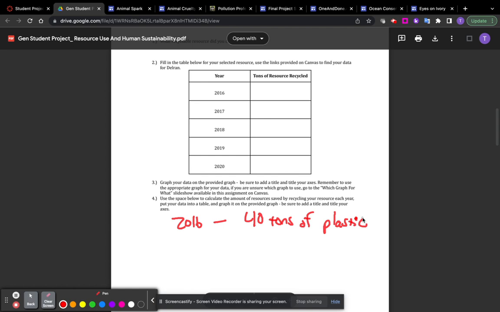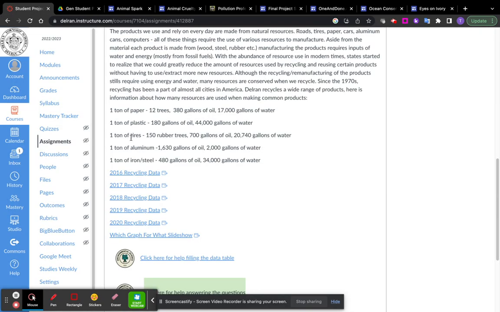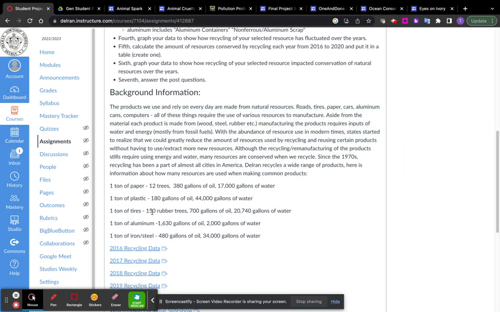Okay. Well, now what we're going to do is, since they recycled 40 tons of plastic, remember that's a made up number, you're going to calculate how many of the resources that are used to make plastic were actually saved. And you're going to figure that out from this background information. It'll tell you here, plastic. It takes 180 gallons of oil and 44,000 gallons of water for 1 ton of plastic. This is the CP. CP kids have to calculate more things. If you're in the standard class, you don't have to do as many. But still, this example still will help all class levels.